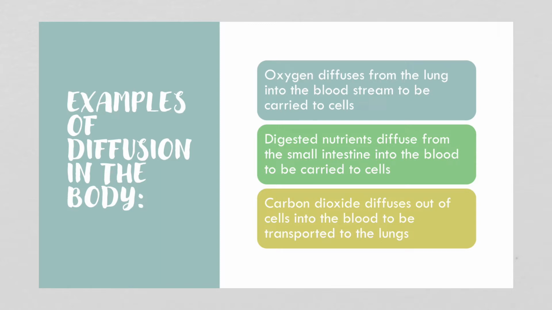And the same thing happens at our cells. As the cell uses up oxygen, it will pump out carbon dioxide as a waste product, and then it'll get carried to the lungs to get rid of. And then when we digest food, the nutrients will diffuse into the bloodstream from the small intestine so they can be carried and dropped off to different cells.